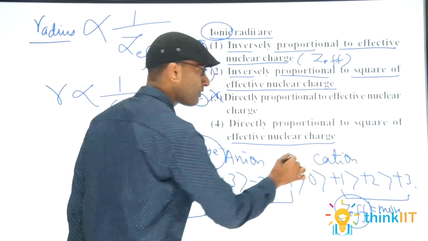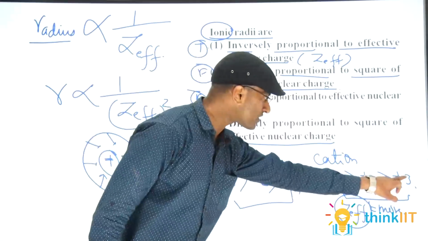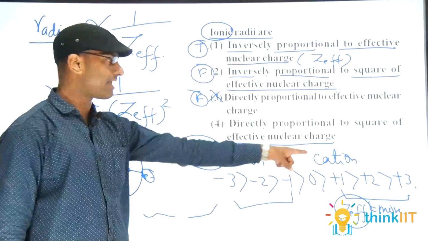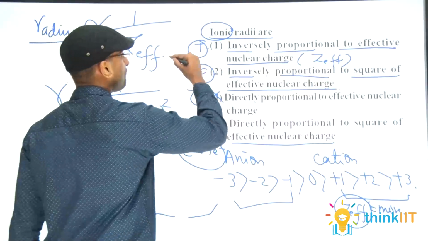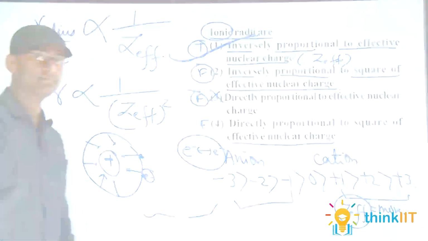Next, directly proportional to the square of effective nuclear charge. Not possible here, because both of these have an inverse relation. The more the charge, the more the effective nuclear charge, the lesser is the size. Cations have the lesser size. So all of these are false statements. Only the first statement is true here. That is correct. Thank you, student.